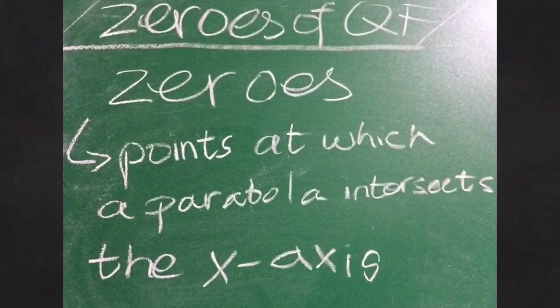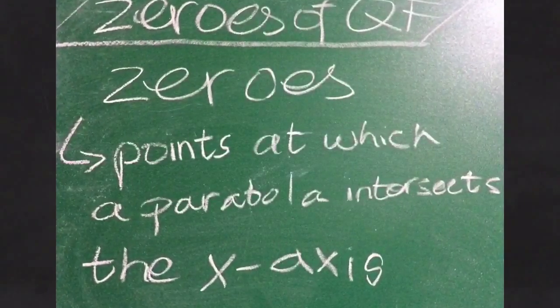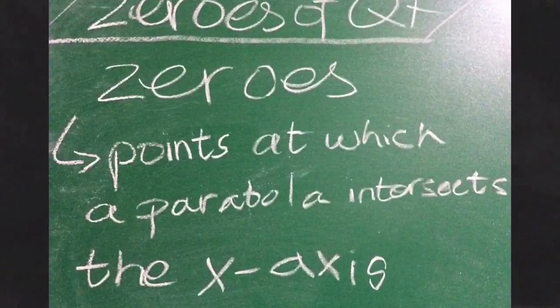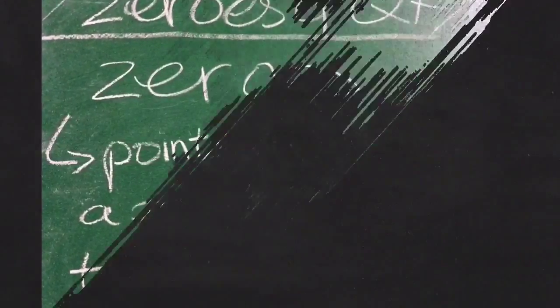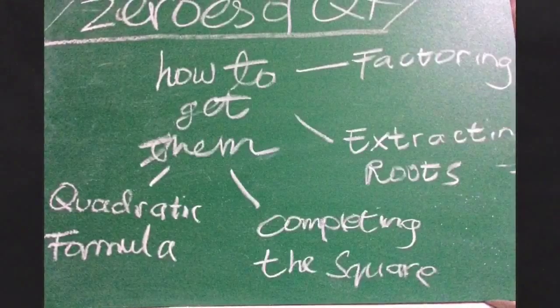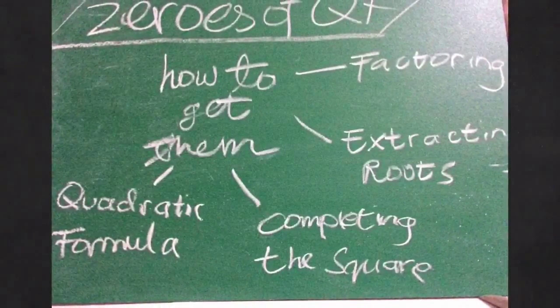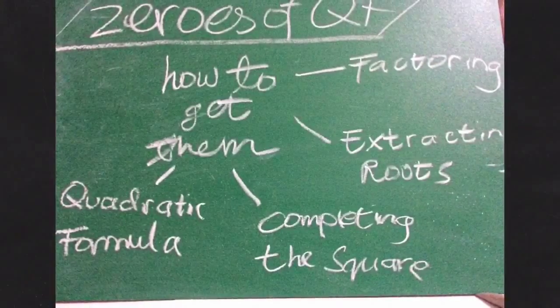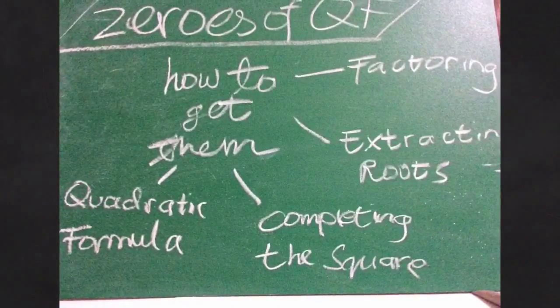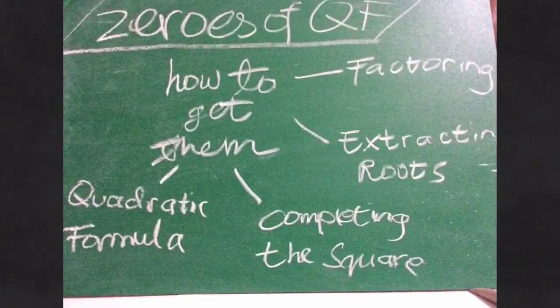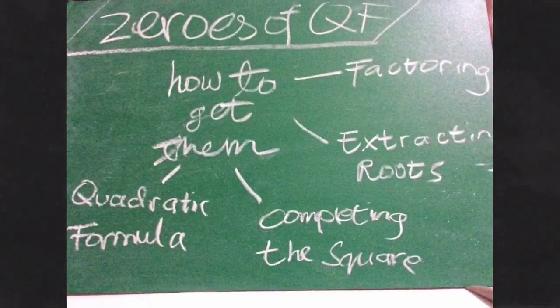The zeros of a quadratic function are the points at which a parabola intersects the x-axis. There are 4 ways on how to get the zeros of a quadratic function. First is factoring, then extracting roots, completing the square, and lastly, the quadratic formula.